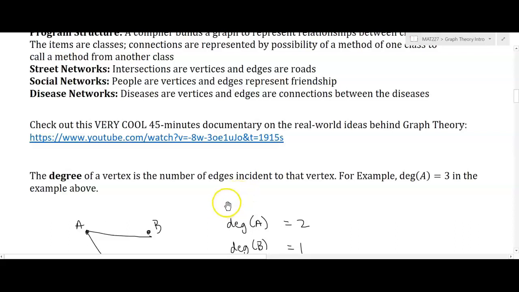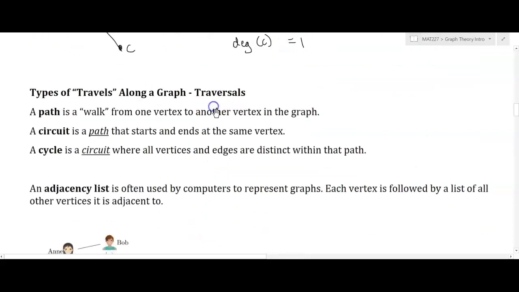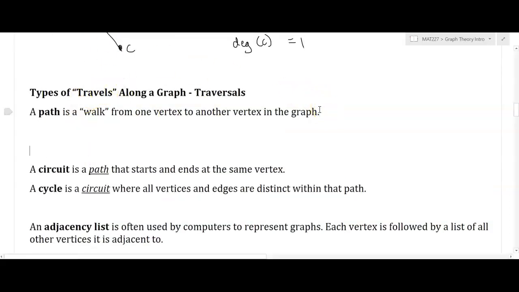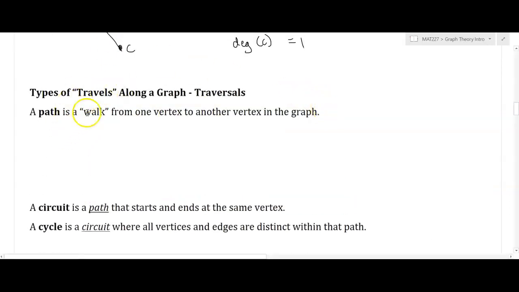Although in the example of streets and intersections, it could mean just that. So there are different types of travels, and the simplest type of travel is a path. A path is a walk from one vertex to another vertex in the graph. So if I just arbitrarily make up some vertices here, and I'll just label these A, B, C, and D, I can, for example, put one more edge right there.